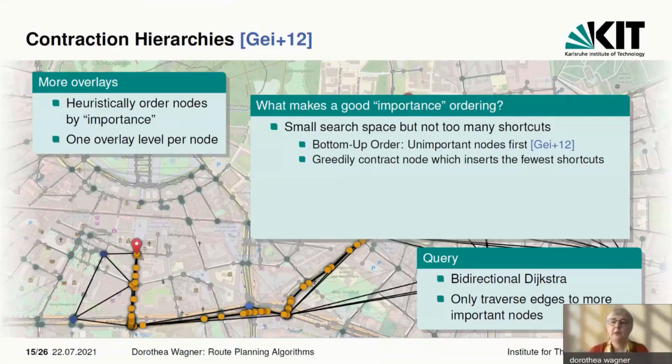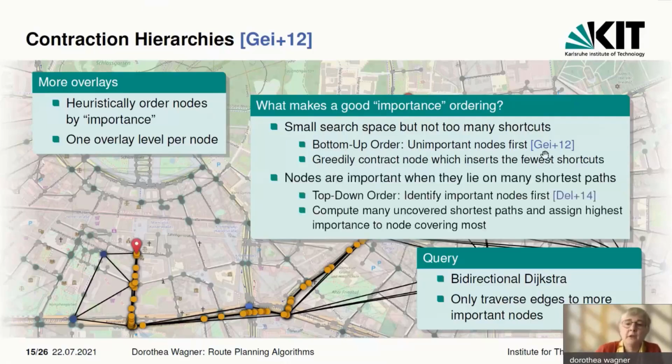A small search space, but not too many shortcuts. This is what we want to have at the end. And in the paper of Geisberger et al., the approach was kind of bottom-up order: first take unimportant nodes, then more important nodes, and so on, and then greedily construct the nodes which insert the fewest shortcuts. And nodes are important, for example, when they lie on one shortest path.